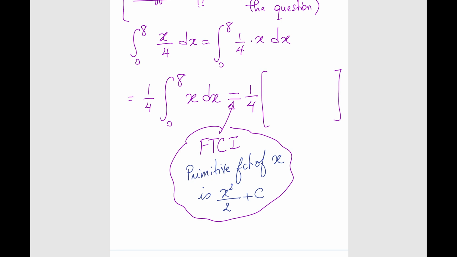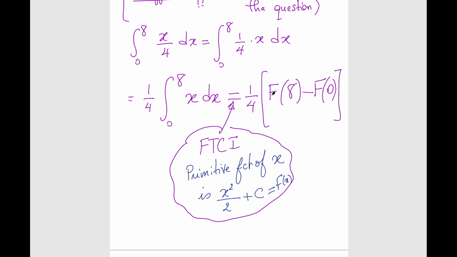So let me call this capital F of x, right? What's capital F of x? It's that primitive that we are talking about for a particular c, and c can be any real number, correct? And what does the fundamental theorem of calculus part 1 say? It says, evaluate capital F at the upper bound, so you evaluate capital F at 8, and you subtract from that the evaluation of F at 0, correct? So this is what the fundamental theorem of calculus part 1 says.